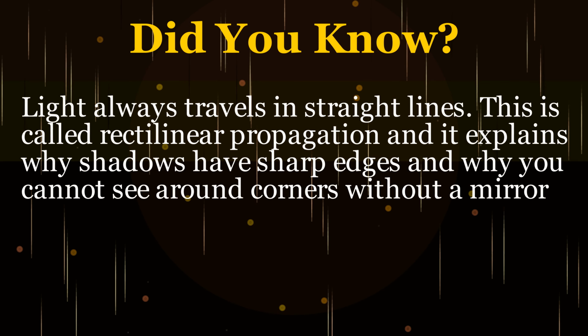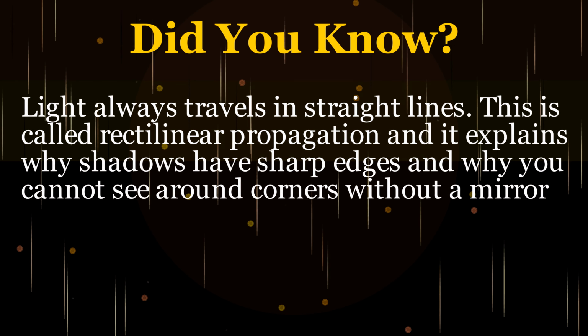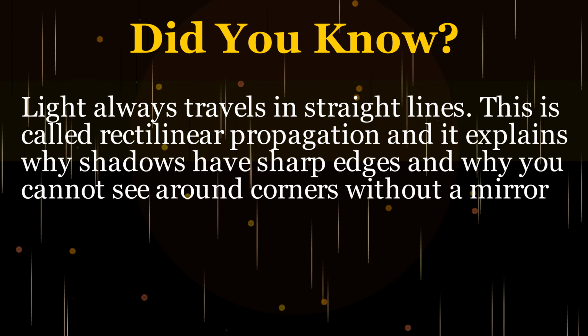This is called rectilinear propagation, and it explains why shadows have sharp edges and why you cannot see around corners without a mirror.